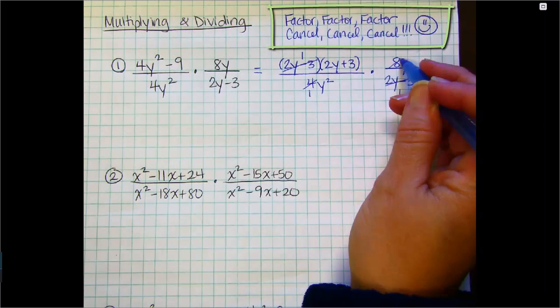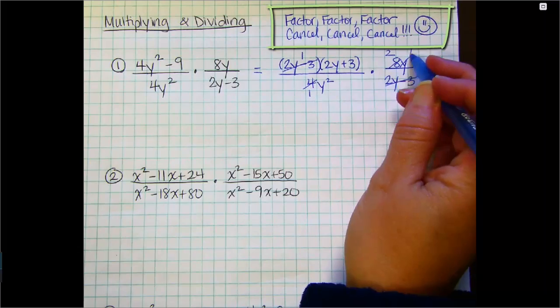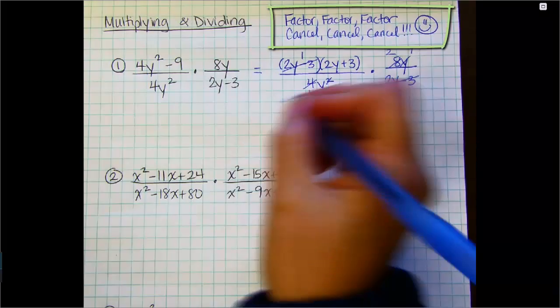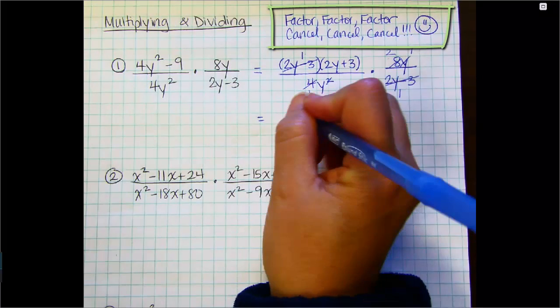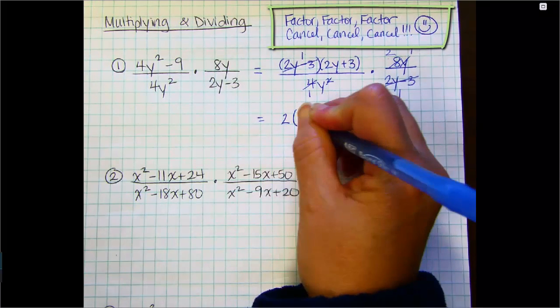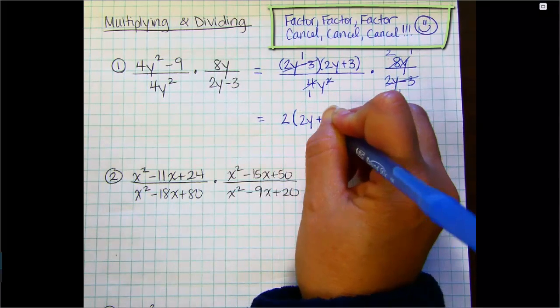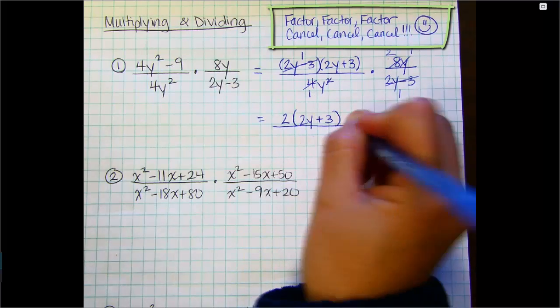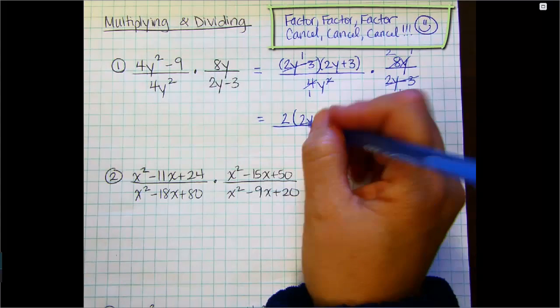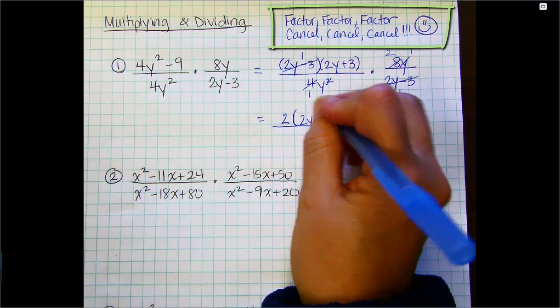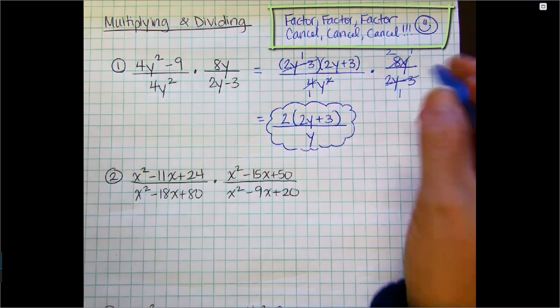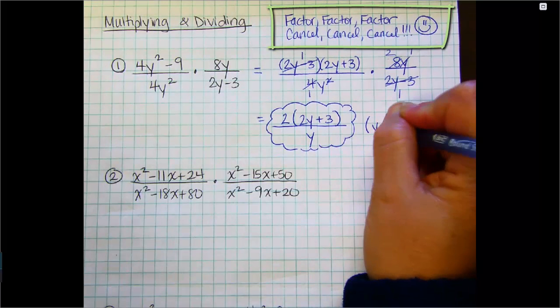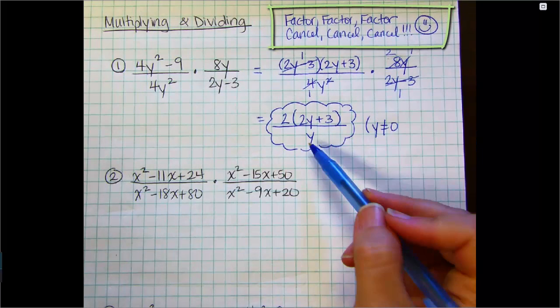4 divides into 8 twice. Y takes out y squared and leaves 1 left over. So I gather everything that's not crossed out up top, and I have 2 times 2y plus 3. And on the bottom, I am left with 1y, or just y. And that's it. Lots of people will ask me if you need to distribute that 2 through. You absolutely do not. You can leave it in factored form.